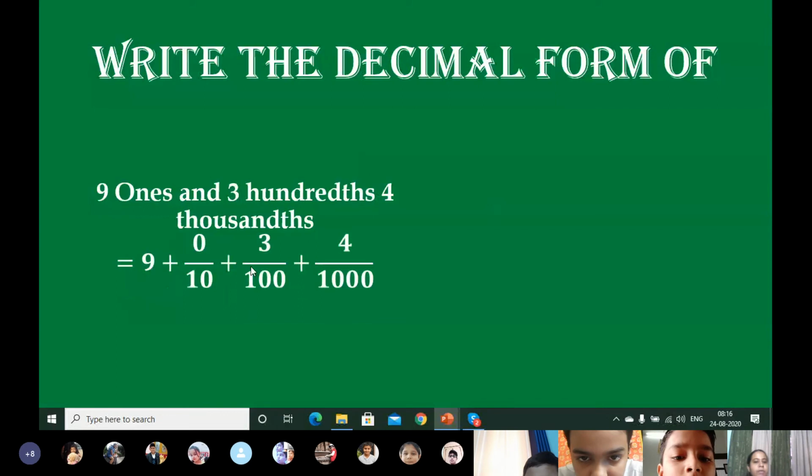See, I am breaking it down so that you will never make the mistake. So better see what happened. 9 is copied as it is. Okay, we will write a plus sign. We don't have 10, so we wrote it as 0 upon 10. Then we converted 3 hundreds as 3 upon 100. Then we converted 4 as 4 upon thousands. Now all the numbers are assembled. So the number becomes 9.034.